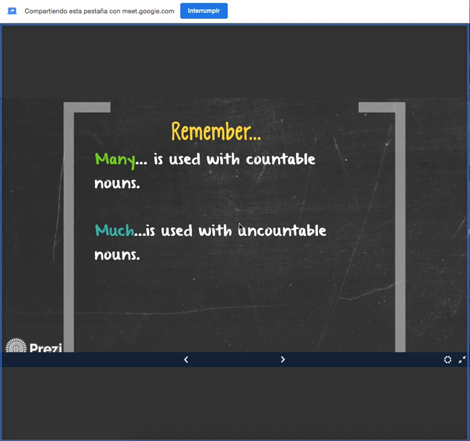This is a short review to close the class for everyone, because this is one of the things that you confuse the most. Many is used with countable nouns. Much is used with uncountable nouns. Keep in mind, guys, put a golden star there, highlight it, but don't forget it. No se les olvide. Many lo usamos con countables, much lo usamos con no countables, okay? So, now that you don't have questions, we are going to practice a bit.